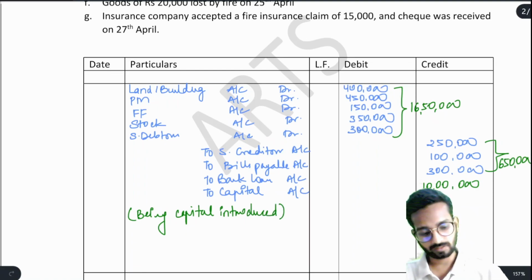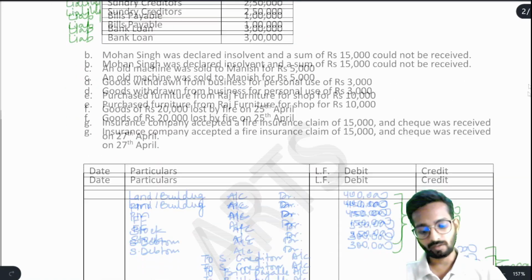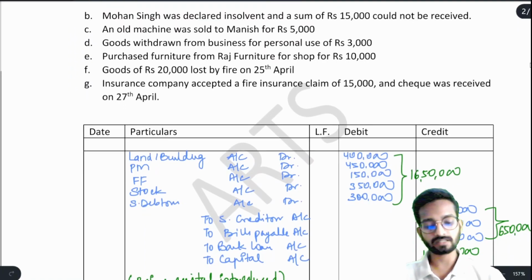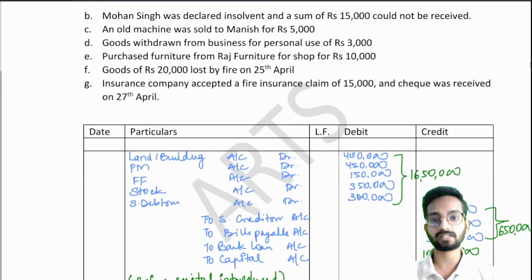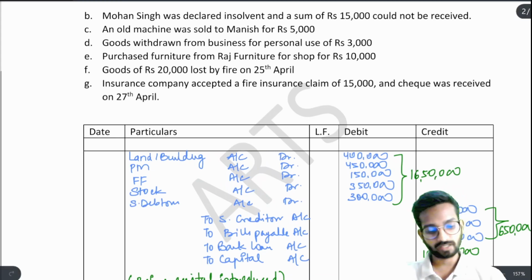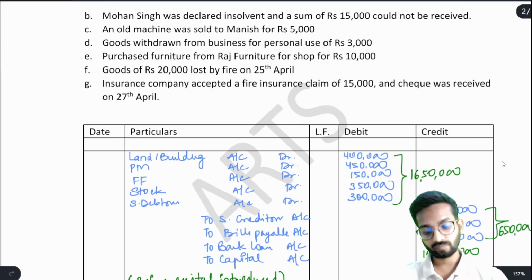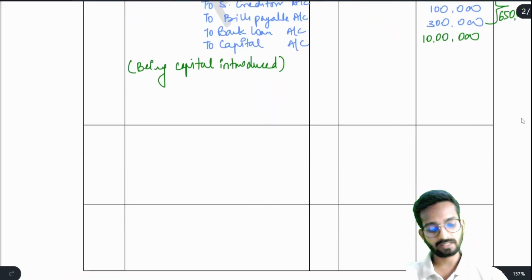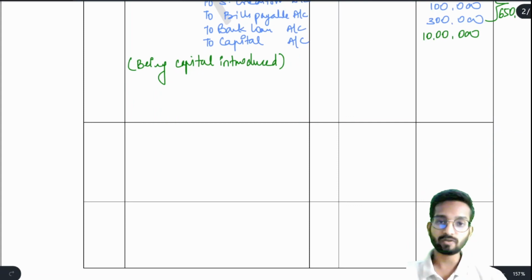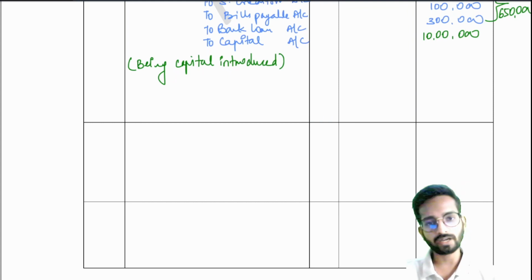Now, the next entry we have here is: Mohan Singh was declared insolvent and a sum of 15,000 could not be received. It means it has become my bad debt. We have also learnt these journal entries when we were doing series 2. Here again we have to write that Mohan Singh is not giving me any money. So you can say, see, Mohan Singh was my debtor. He was supposed to pay me 15,000. Suppose he pays me 15,000. What entry will we write?